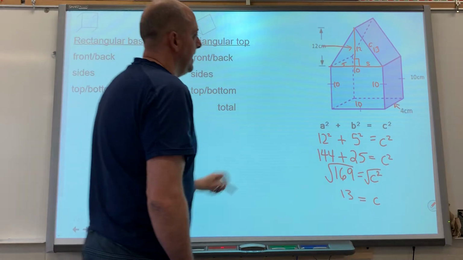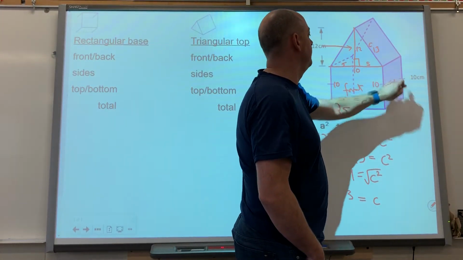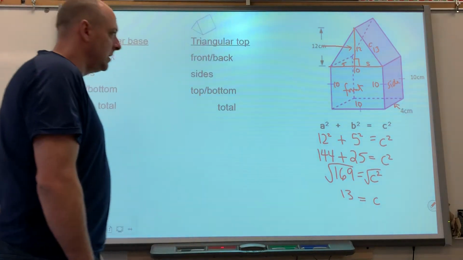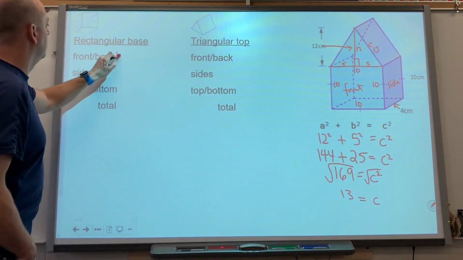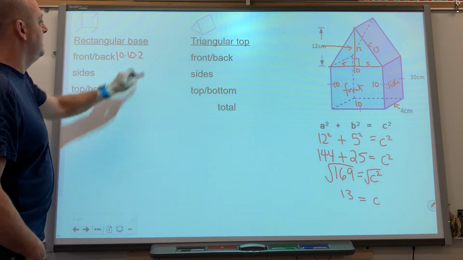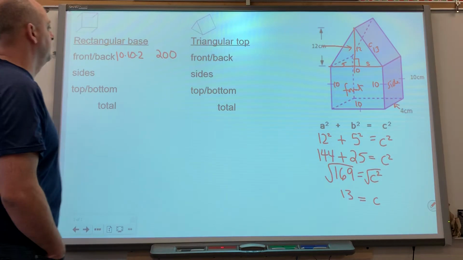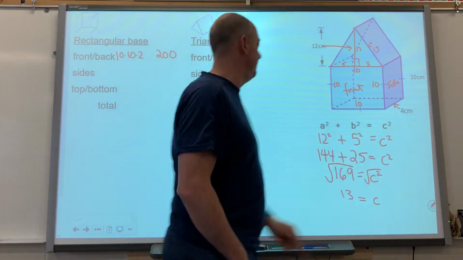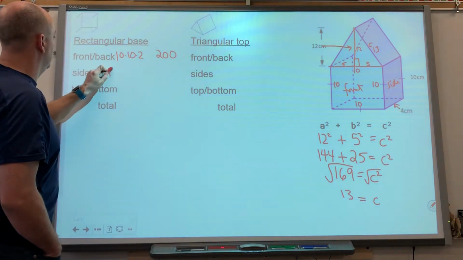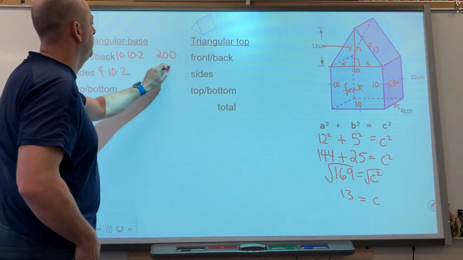We can do the rectangular base by calling this the front, and calling that the side. Okay, so the front and back would be 10 by 10, and there's 2 of them, and 10 times 10 is 100, times 2 is 200. The sides are 4 by 10, and there's 2 of those, so 4 times 10 times 2 is 80.